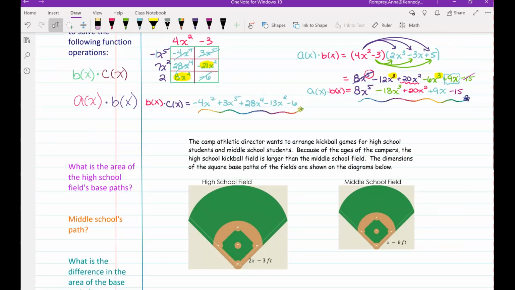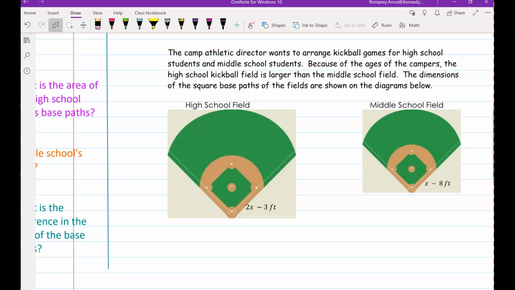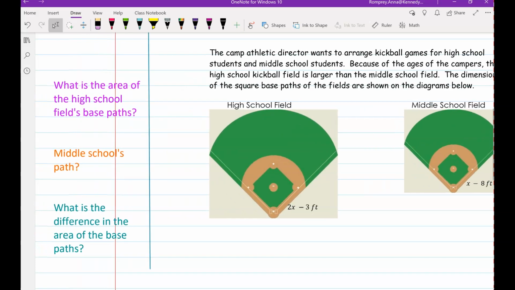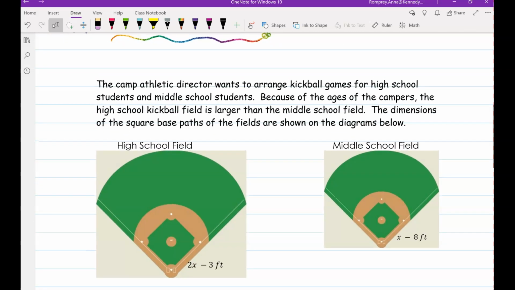All right, so let's see. We've got to have a real world example. So let's see. Yeah, this is kind of a stretch, but it's like one of those 100 watermelon problems that we'll never really use. Okay, so we're going to go with this. What is the area of the high school field's base paths? Okay, let's read the problem.